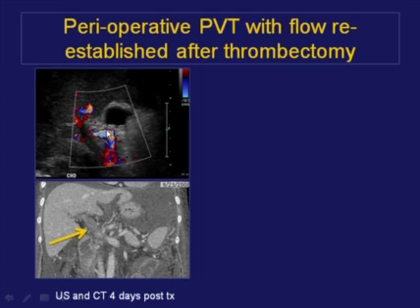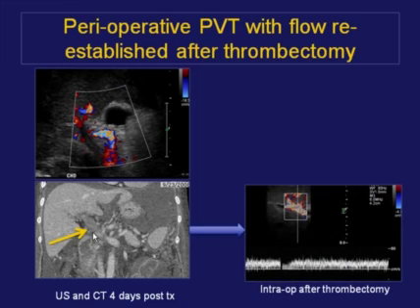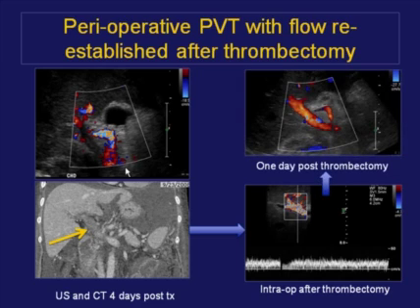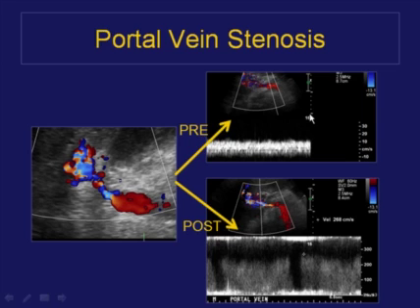The artery has become larger and has elevated velocities, as happens as the flow increases through the artery because the portal vein has thrombosed. This was the CT scan confirming the thrombosis. The patient went back to the operating room after thrombectomy. Flow had normalized, and one day after thrombectomy, the patient was fine.